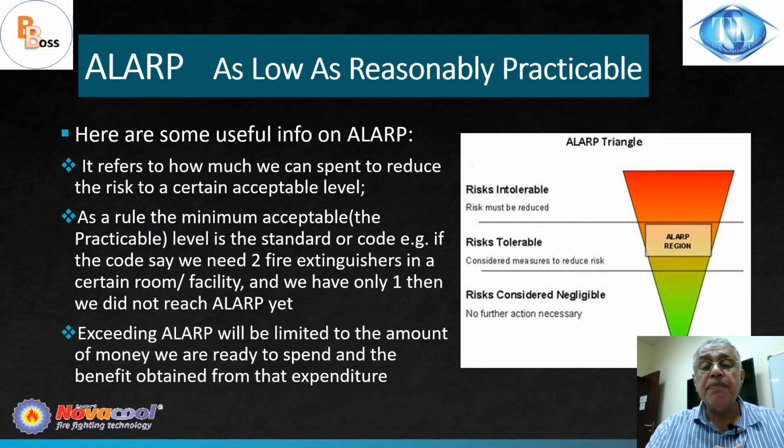So let's take an example. Let's say we are working in a facility and the code or the regulation for that type of facility requires that we have 2 fire extinguishers there. So if we have only 1 fire extinguisher, that means we did not reach ALARP, we did not satisfy ALARP. We cannot continue operating if we don't satisfy at least ALARP.